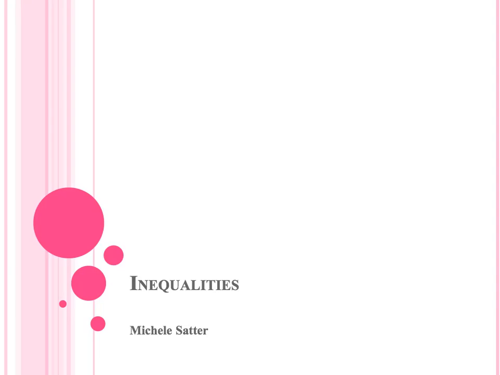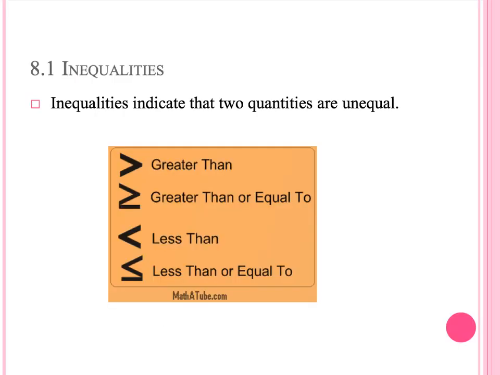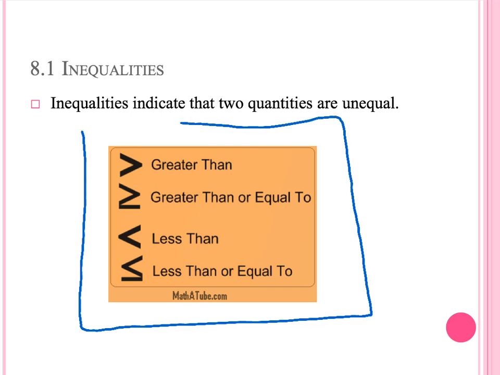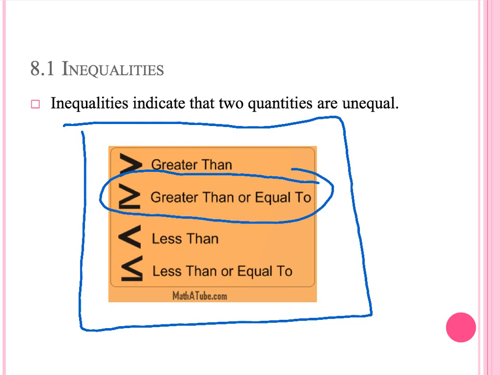This PowerPoint will help you with inequalities. We use inequalities to indicate that two quantities are unequal. These are the four symbols we use when we are dealing with inequalities. One thing to keep in mind, when you have something that is greater than or equal to, or less than or equal to, you have to remember to put the bar underneath both of those symbols.